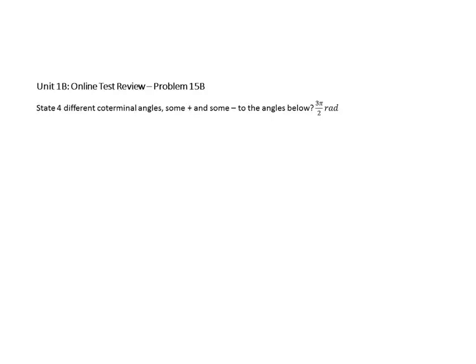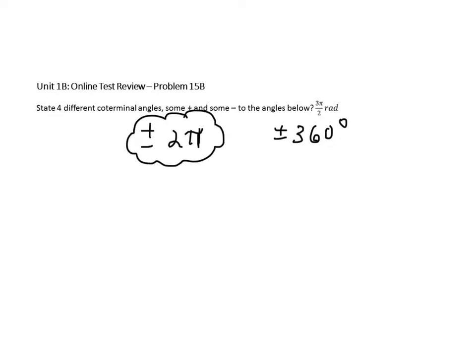And if I remember from class, what this means is that I want to add or subtract multiples of 2 pi. I want to add or subtract to that angle multiples of 2 pi. And if it had been degrees, it would have been plus or minus 360 degrees, but since we're in radians, we're going to use the 2 pi. So let's see if we can do 4 of those. They could ask me to.